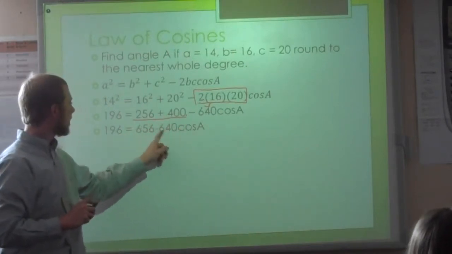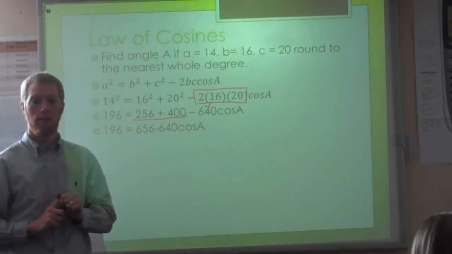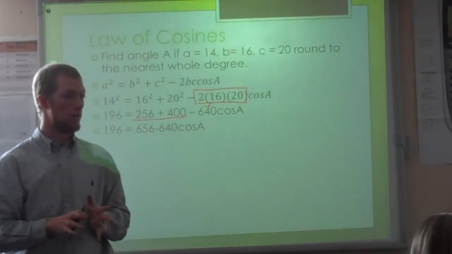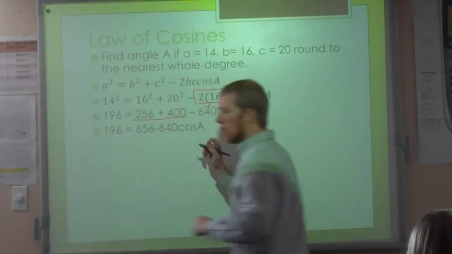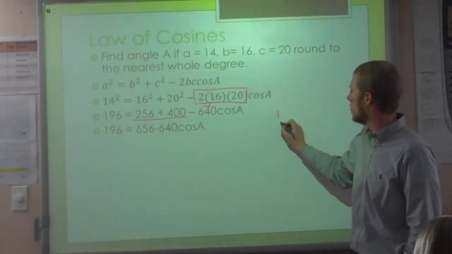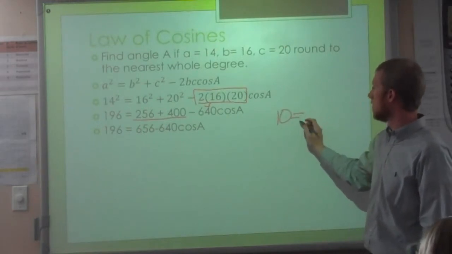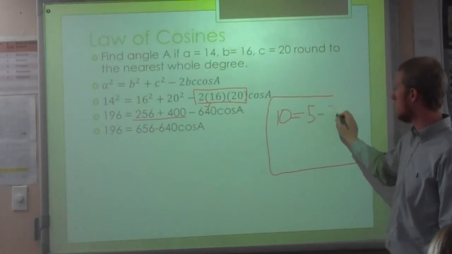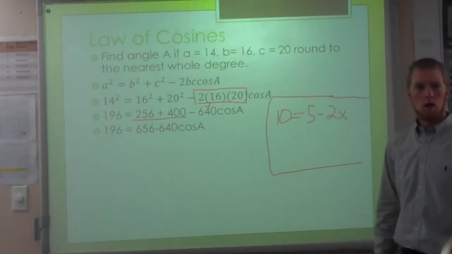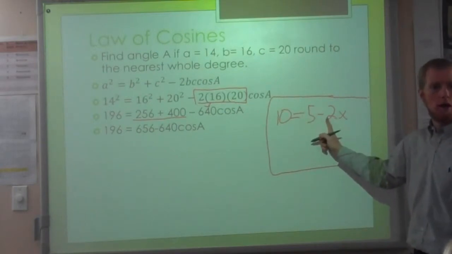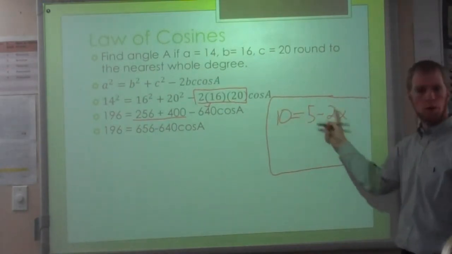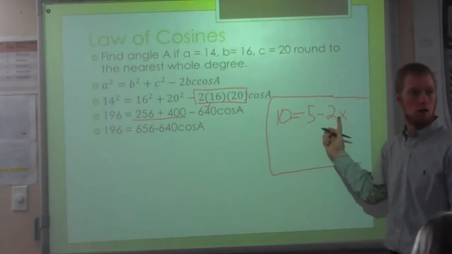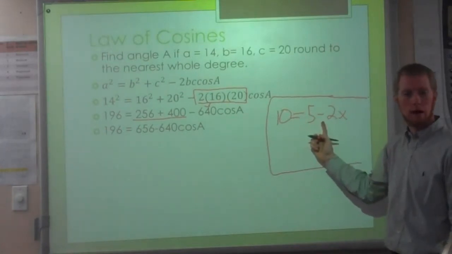I do not combine. This is where the first mistake I see comes in. People say 656 minus 640 is 16. But very few of you would know, or would do this incorrectly. If I gave you something like 10 equals 5 minus 2x, you don't take the 5 and minus 2. This doesn't equal 3x because these are not what? Like terms. Like terms. Good. These are unlike terms, so you can't combine them.